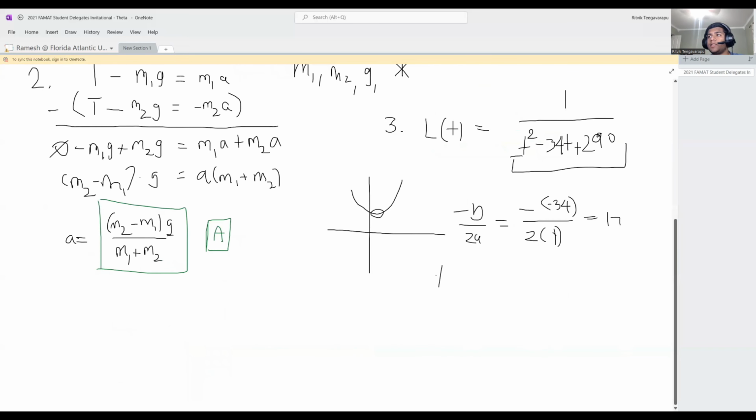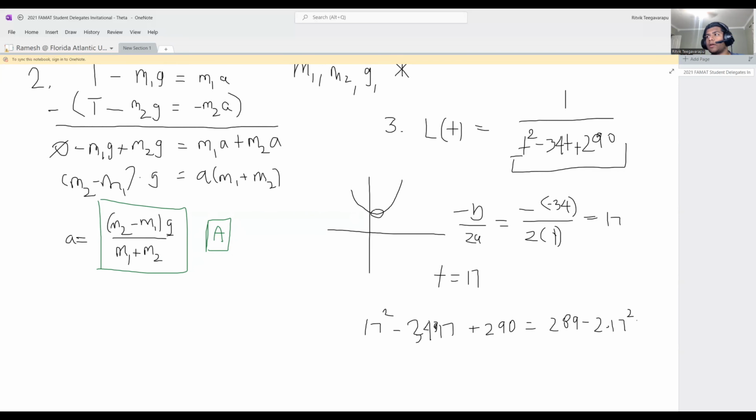Now we have to substitute t equals 17, which indicates that the length of Corbin's hair is at a maximum at 17 years old. So we substitute that in here: 17 squared minus 2 times 34 times 17 plus 290. This becomes 289 minus 2 times 17 squared plus 290.